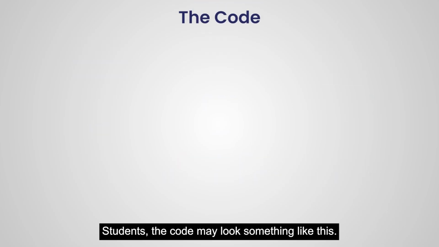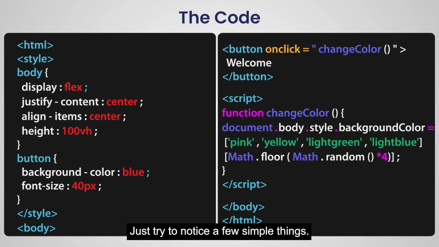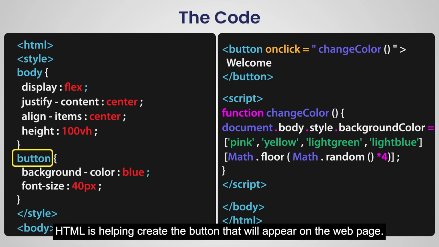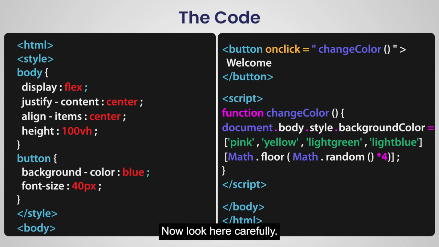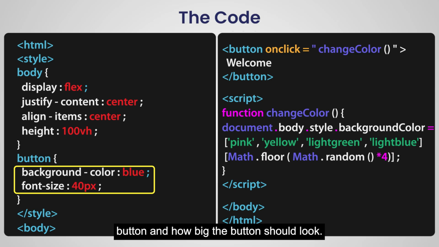Students, the code may look something like this. Students, you do not need to understand every line right now. Just try to notice a few simple things. Can you see the button here? This is HTML. HTML is helping create the button that will appear on the web page. Now look here carefully. Background color blue. Font size 40px. This is CSS. CSS is helping decide the color of the button and how big the button should look.